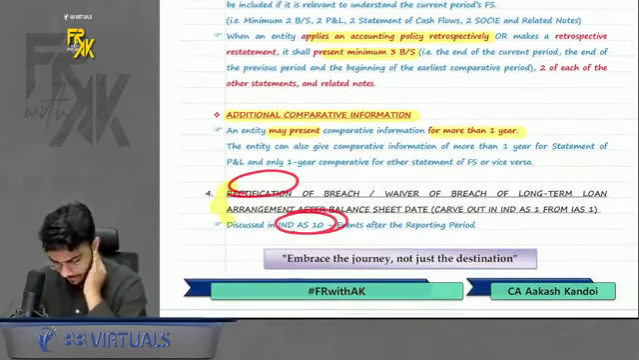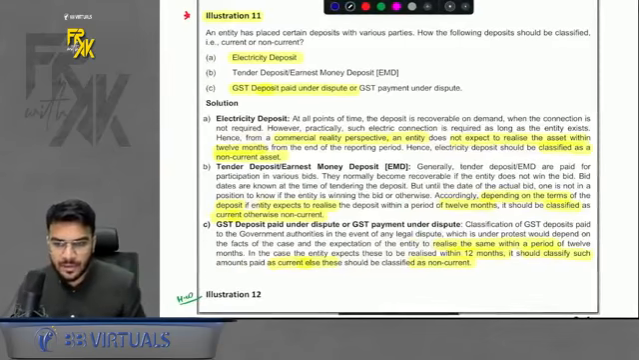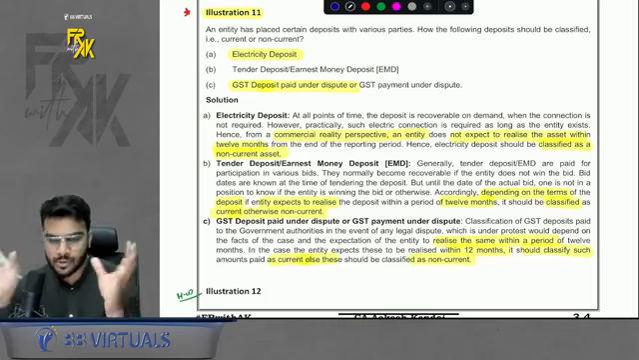The last point we will discuss in Ind AS 10. This was the revision of your concepts of Ind AS 1. Now let's jump towards the questions very quickly. We will take the tricky questions first.